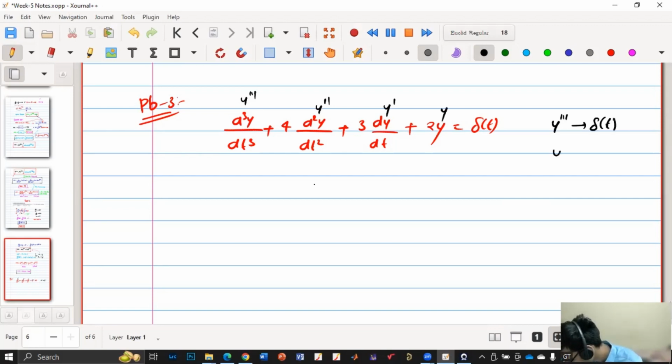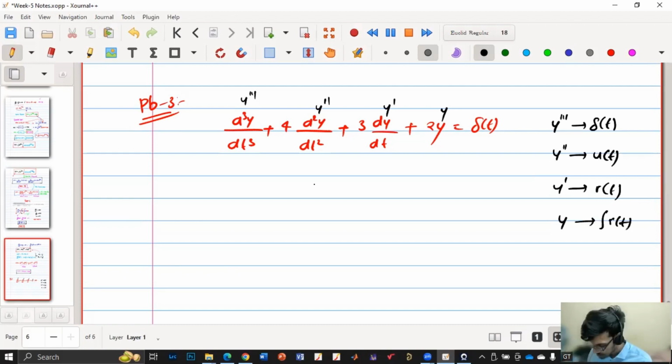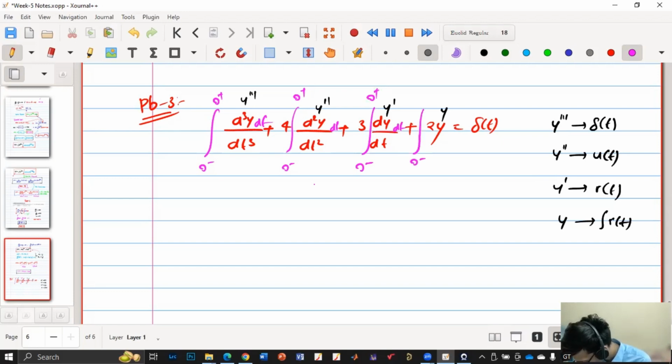So y double dash is the integration of that, so it will have u of t characteristics. And then y dash has r of t characteristics. And y will have the integral of r of t, which is parabolic. Now, what I will do is integrate it from 0 minus to 0 plus, dt, for each of the terms.